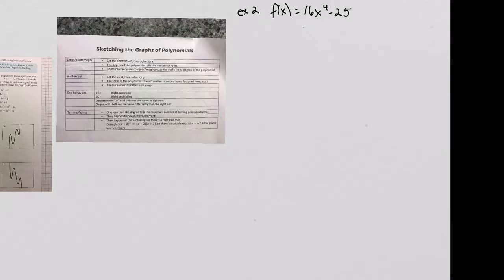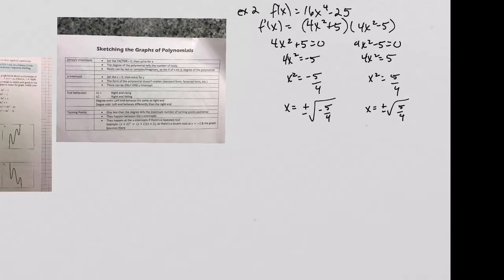In example 2, we're supposed to sketch the graph of f of x equals 16x to the 4th minus 25. Again, I'm going to factor this, and then we're going to set each of our factors equal to 0 and solve for x, and that's going to give us the x-intercepts. So go ahead and pause now and come back and check your x-intercepts. I haven't completed this entire problem. You can see that I factored this as the difference of squares, 4x squared plus 5 and 4x squared minus 5. Those can't be factored anymore because 5 is not a square term.